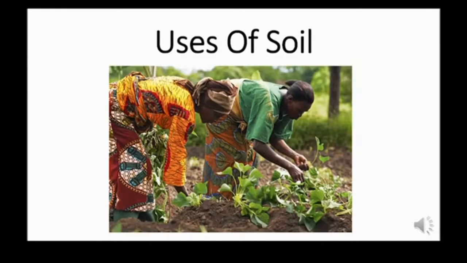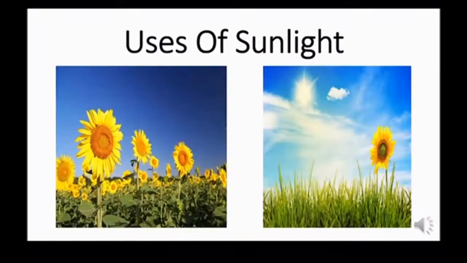Soil. Plants need soil in order for them to grow. Plants also need sunlight in order for them to grow. The sunlight gives us light during the day, and it also warms the earth.